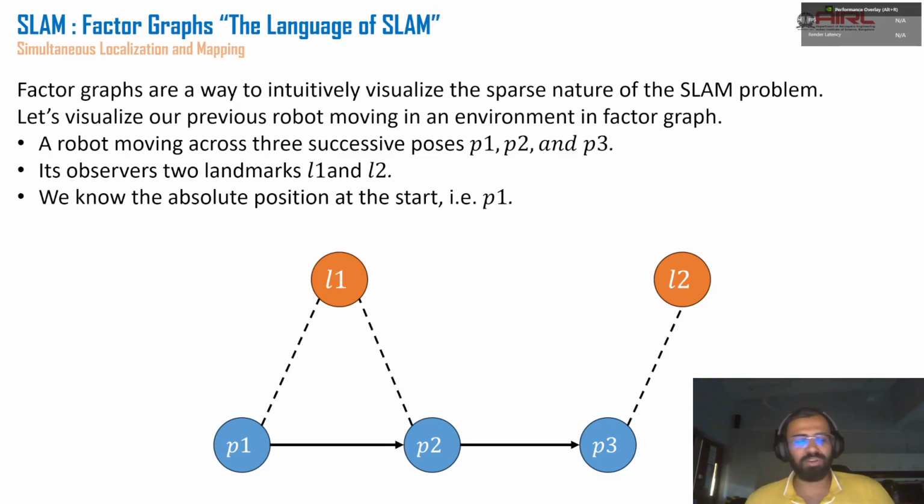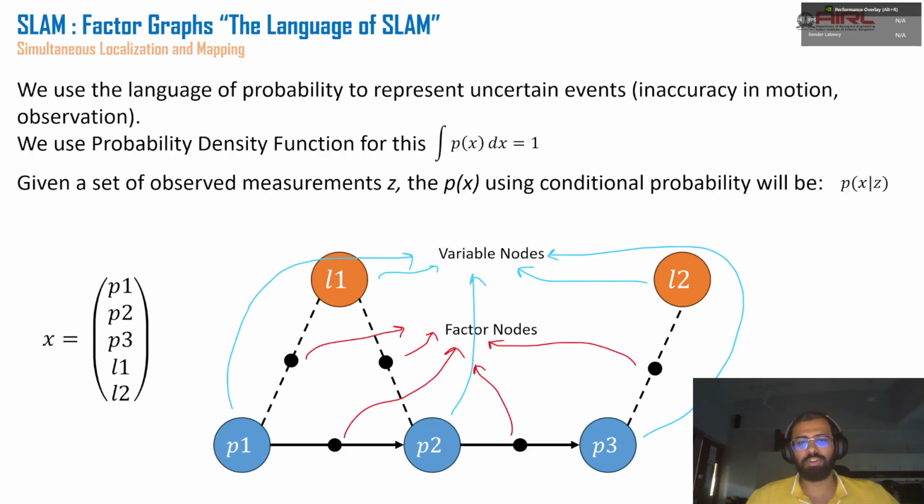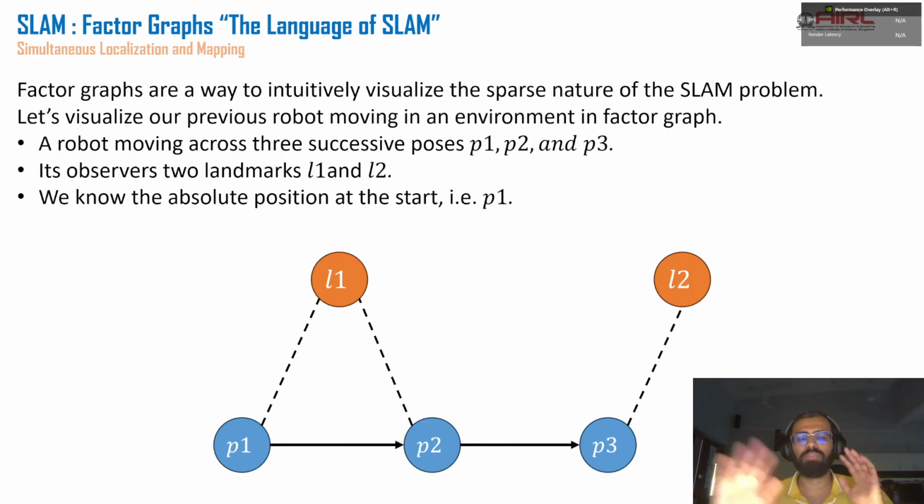Factor graphs are usually said to be the language of SLAM. In this language of SLAM, you have basically two kinds of vocabulary, right? One are your variable nodes, the other are your factor nodes. We'll look into this. So initially, to just set a picture of what this factor graph is representing, you have P1, P2, P3 poses. At the P1 and P2 poses, you can see this landmark L1, so you have that dotted line. And then at the P3 pose, you can see landmark L2.